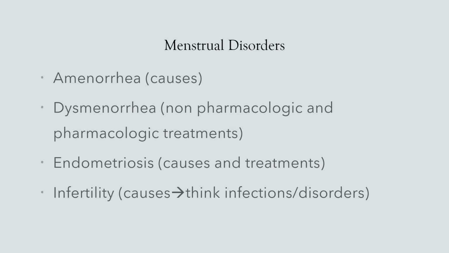Menstrual disorders, so amenorrhea. What are the causes? There's a primary and secondary cause. Dysmenorrhea. Okay, know the non-pharmacologic and pharmacologic treatments. Endometriosis, causes and treatments. Infertility. Think about the causes, and think about infections and different disorders that can lead to infertility. This does not include male infertility.